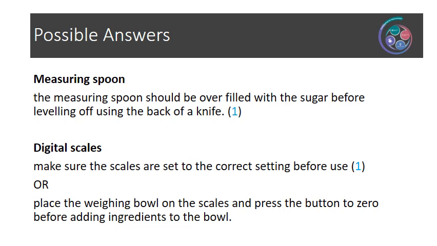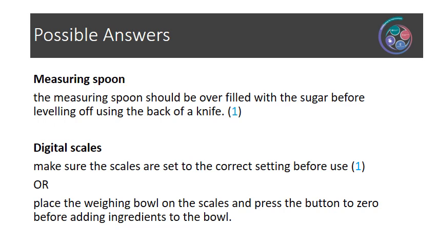Possible answers for a measuring spoon. The measuring spoon should be overfilled with the sugar before levelling off using the back of a knife, 1 mark. Digital scales, make sure that the scales are set to the correct setting before use, 1 mark. Or you could have had, place the weighing bowl on the scales and press the button to 0 before adding the ingredients to the bowl. That could also have accessed you a mark.